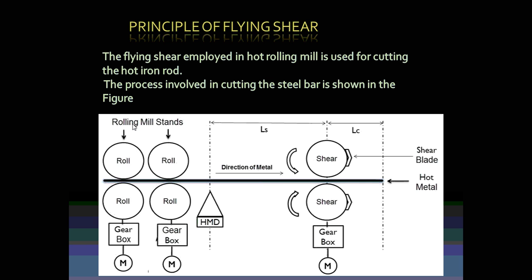The roll mill stand is connected through a gearbox to a motor which is used to run the rollers. After the rollers there is an HMD, called a hot metal detector, which detects the presence of the wire rod and gives the input to the PLC, which is used to run the shear machine.